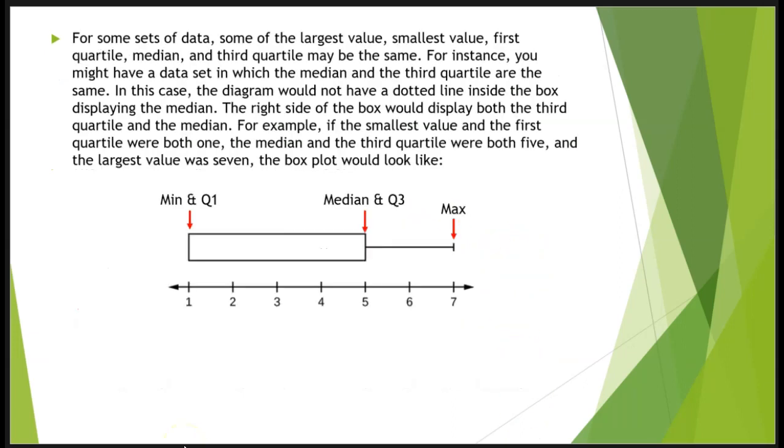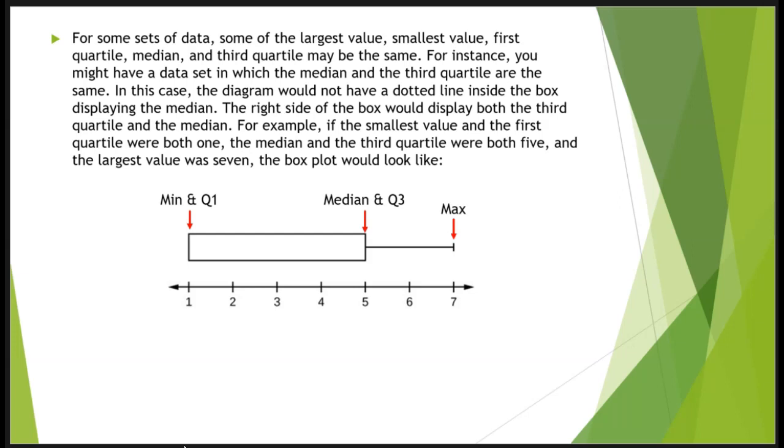So for some sets of data, the largest value, smallest value, Q1, the median, or Q3 may be the same. So you might have a data set in which the median and the third quartile are the same. In this case, the diagram wouldn't have that dotted line inside the box displaying the median. The right side of the box would display both the third quartile and the median.